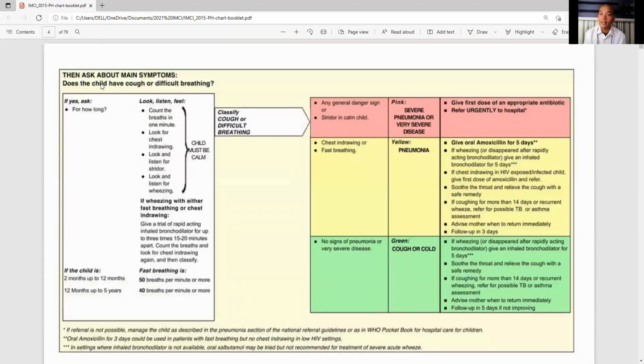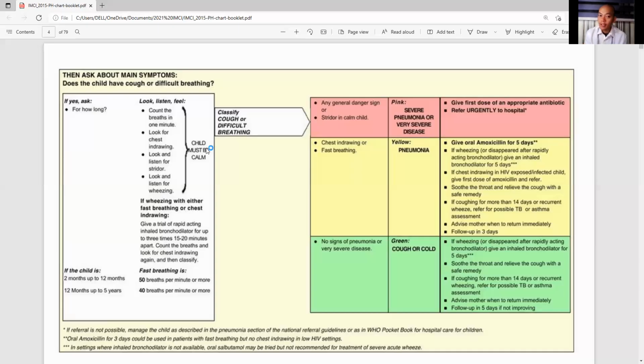Okay, then ask about the main symptoms. Assess again, does the child have cough or difficult breathing aside from the danger signs? If yes, ask how long. This is what we ask the parent. Then it tells us what to assess. Look, listen, feel: count the breaths in 1 minute, look for chest indrawing. Alam niyo na rin to because we studied that earlier and it was discussed by your classmates as well. Look and listen for stridor and wheezing. So all of these are not new terms for you. You already know how it looks because of the training that we underwent earlier.